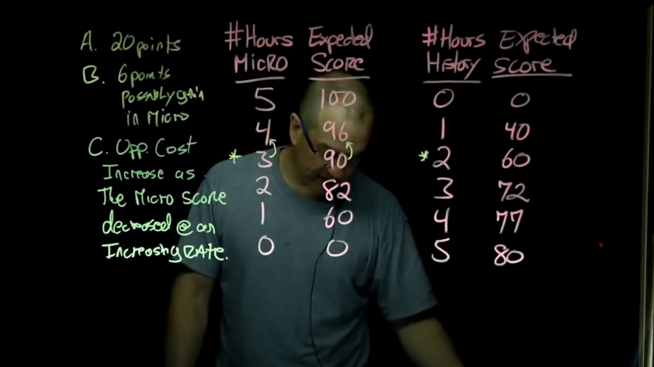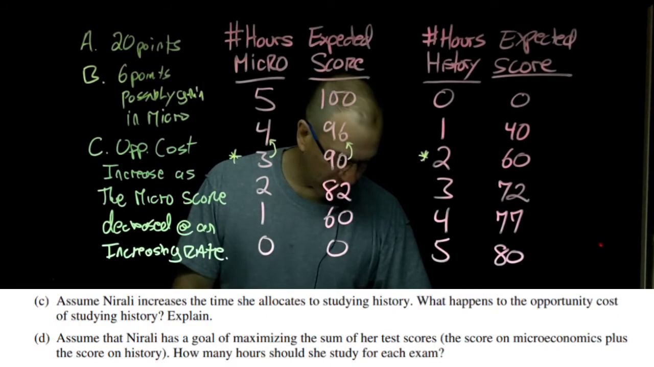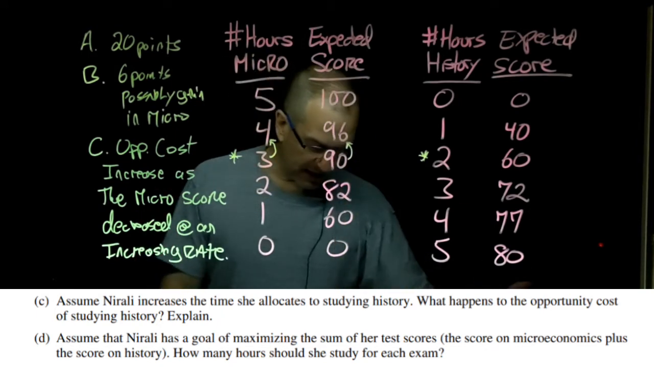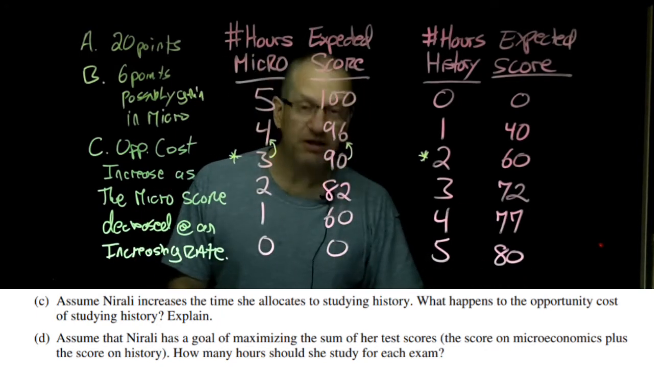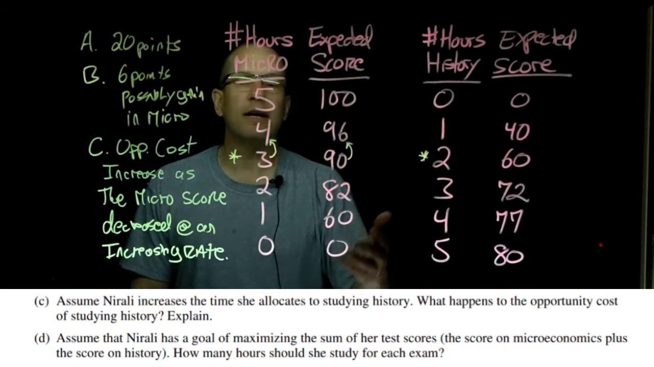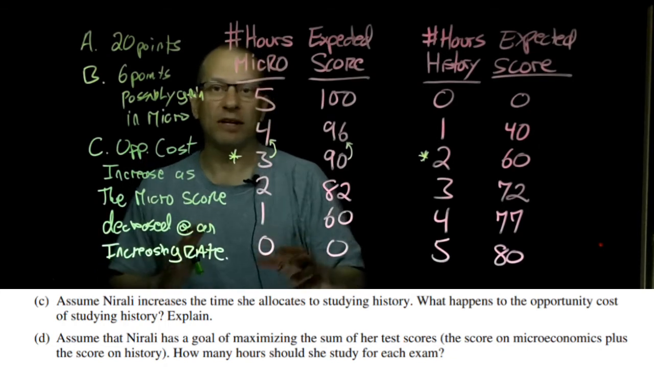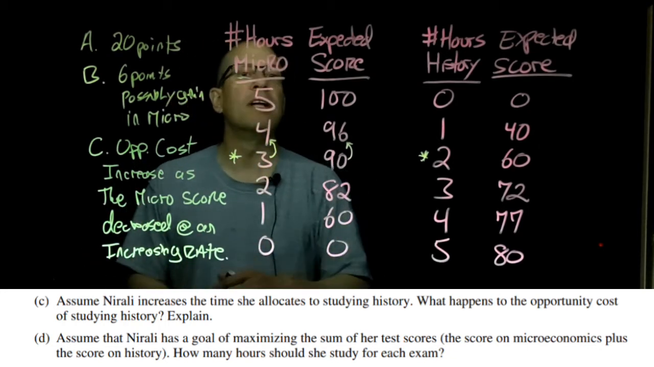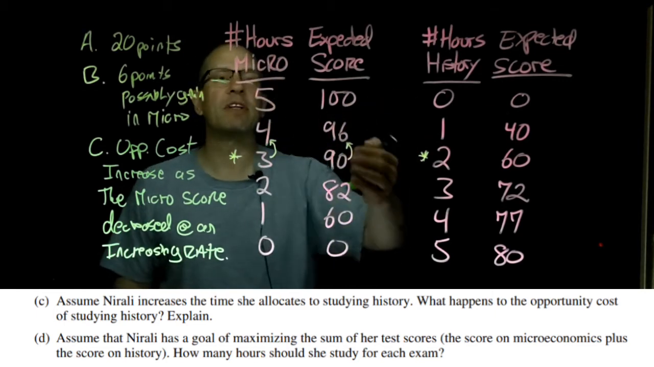The question D asks, assume that Nerali has a goal of maximizing the sum of her test scores, the score on the microeconomics plus the score on history. How many hours should she study for each exam? So this particular question, a lot of students were getting confused on. How do they figure this one out? Well, it's relatively simple. They set up the table so you could figure this out easily.